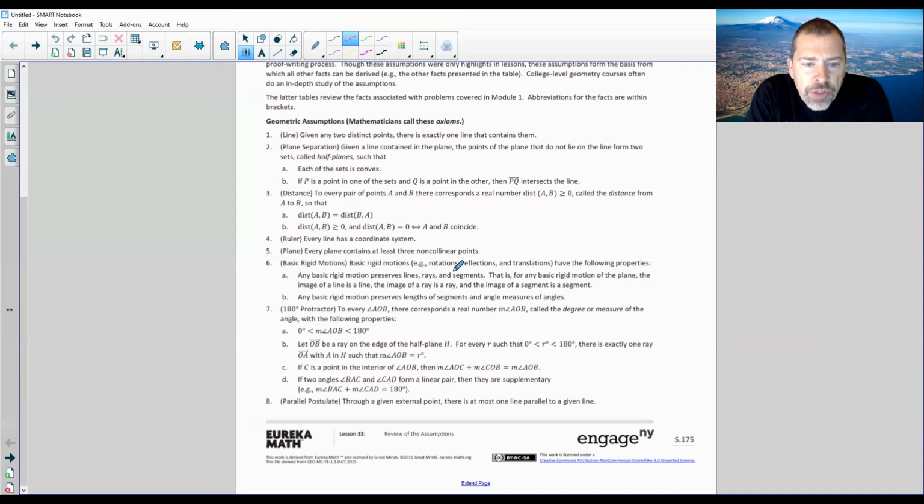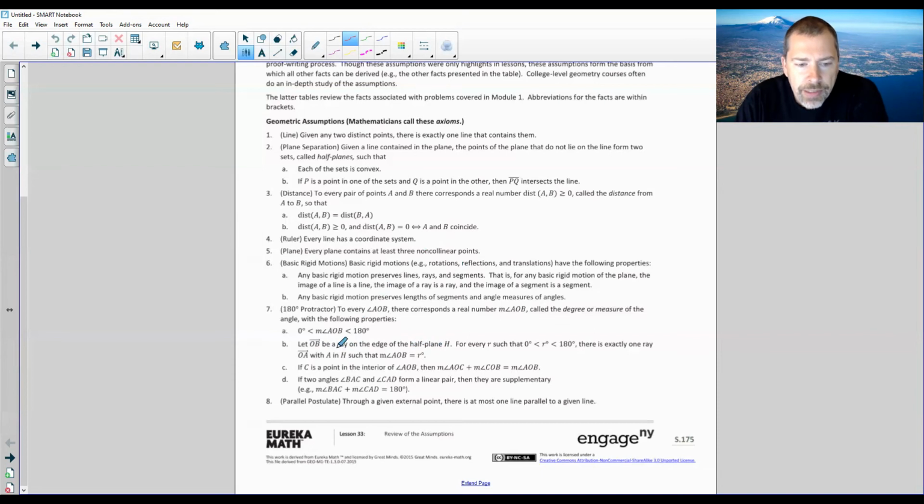7. 180-degree protractor. To every angle AOB, there corresponds a real number, the measure of angle AOB, called the degree measure of the angle, with the following properties. A. The measure of angle AOB is between 0 and 180 degrees. B. Let ray OB be a ray on the edge of the half plane H. For every R such that R is between 0 and 180 degrees, there is exactly one ray OA, with A in H, such that the measure of angle AOB is R degrees.